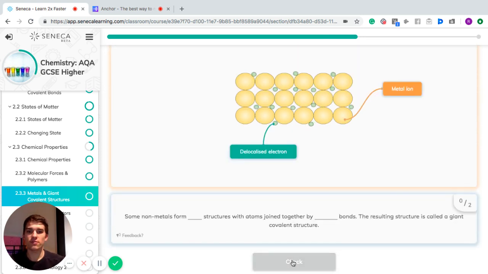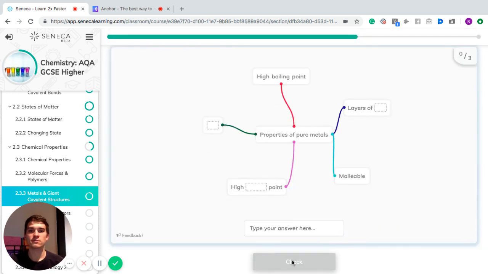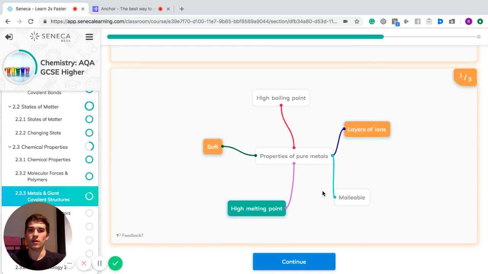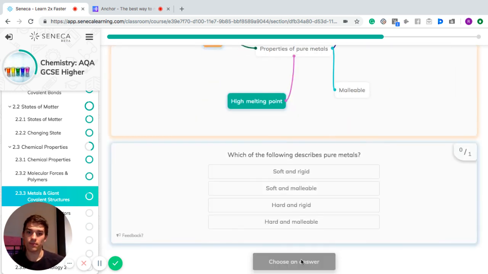Some nonmetals form giant structures with atoms joined together by covalent bonds, and the resulting structure is called a giant covalent structure. And some of the properties of pure metals, just to recap: they've got high boiling points, high melting points. They've got layers of ions, and they are soft and malleable.